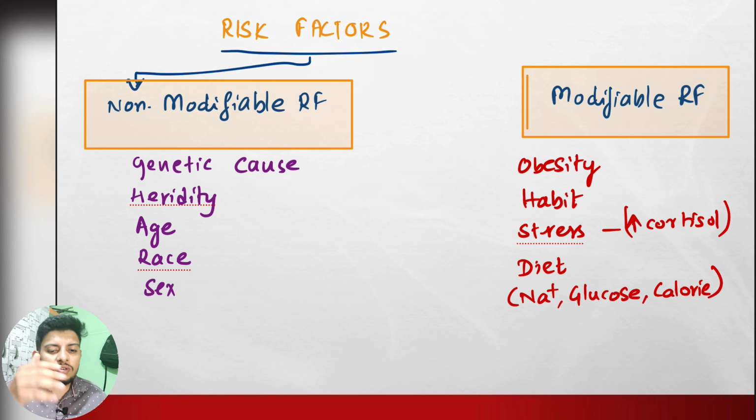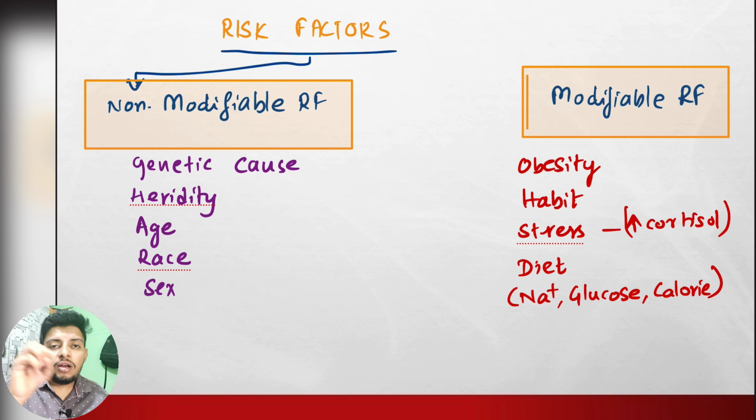Okay, so next is non-modifiable risk factors. If anyone is obese, it does not mean they definitely have to get hypertension. There is a chance. If they have the habit of cigarette smoking, they may not only get hypertension; they may have other lung diseases also, right? So leave that. We will come to the non-modifiable risk factors.